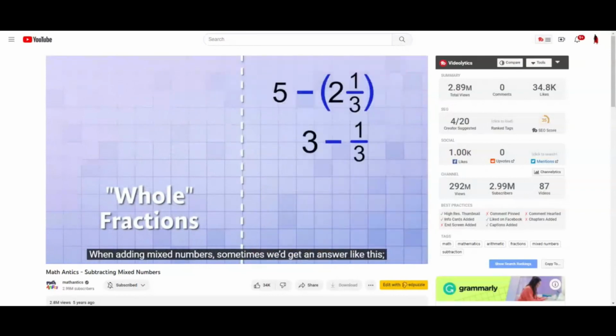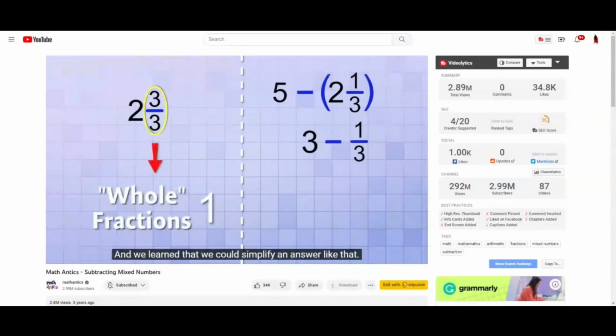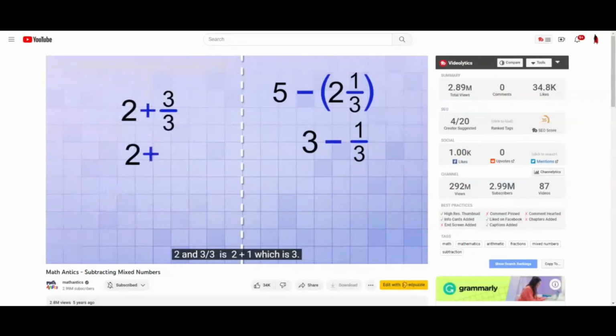When adding mixed numbers, sometimes we'd get an answer like this, 2 3/3. But since 3/3 is what I call a whole fraction, its value is just 1. And we learned that we could simplify an answer like that. 2 3/3 is 2 plus 1, which is 3. Well, how about if we just do that same process in reverse? Instead of simplifying, let's unsimplify.